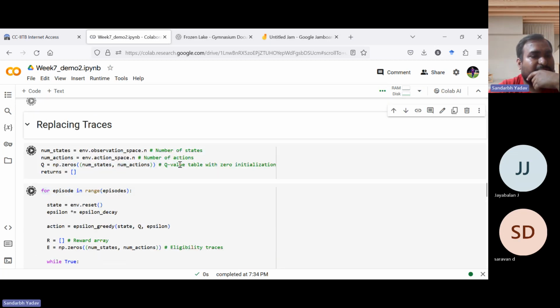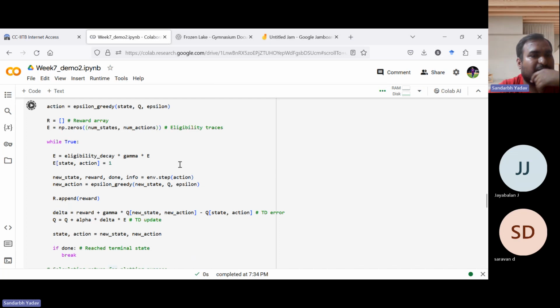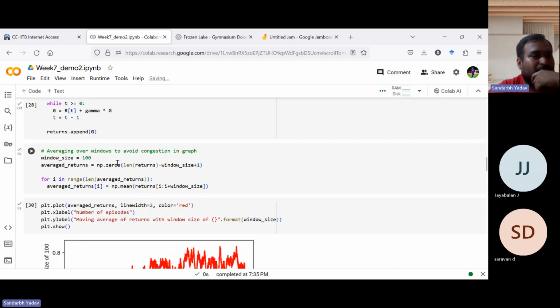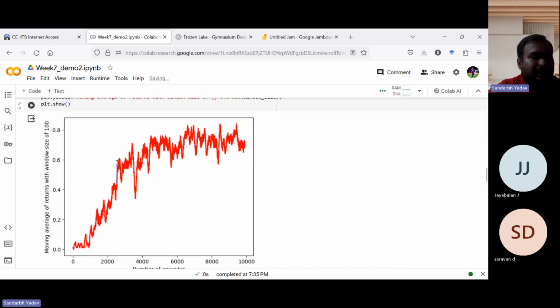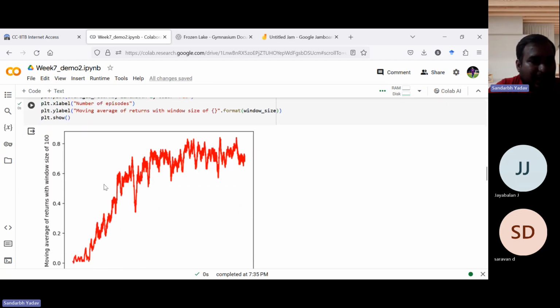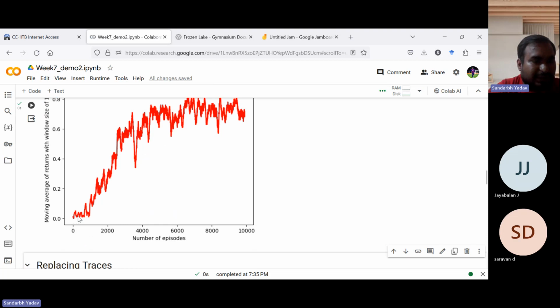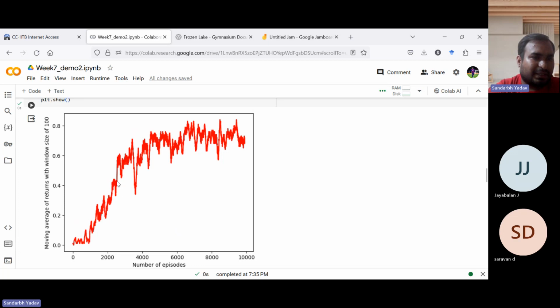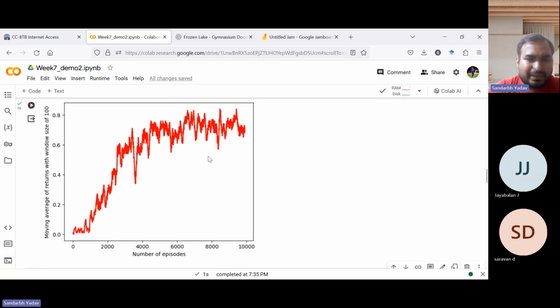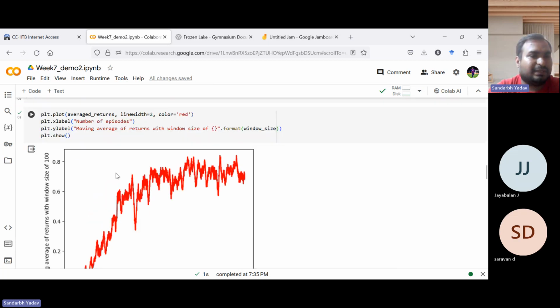Meanwhile, I'll show you replacing traces. It's also similar to this. The only change happens here. Like we were doing this plus equal to one, but here we are doing simply equal to one. So now it's perfect. As you can see with accumulating traces, in the initial episodes we are not getting that good return, but as we see more and more data, we are getting the rewards perfectly. And eventually, at the end of 10,000 episodes, we are getting a reward of 0.8 on average.